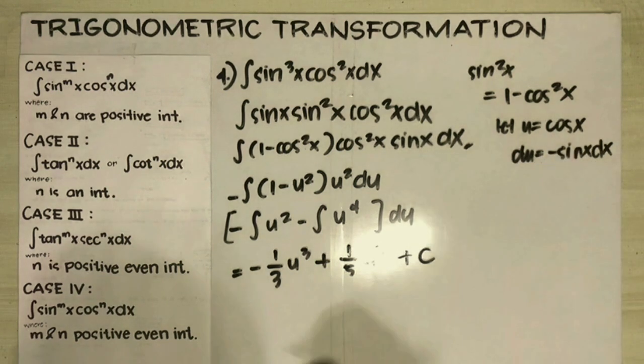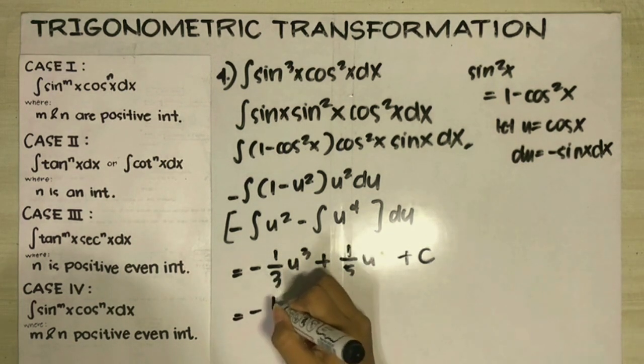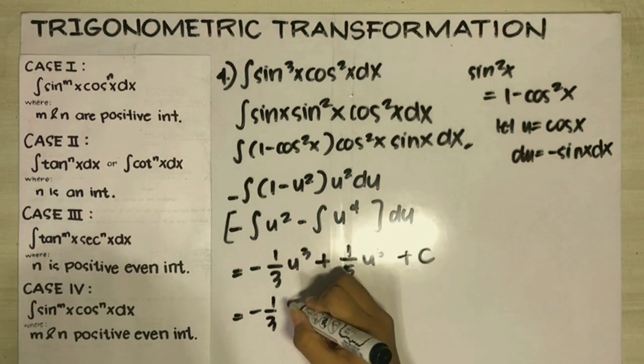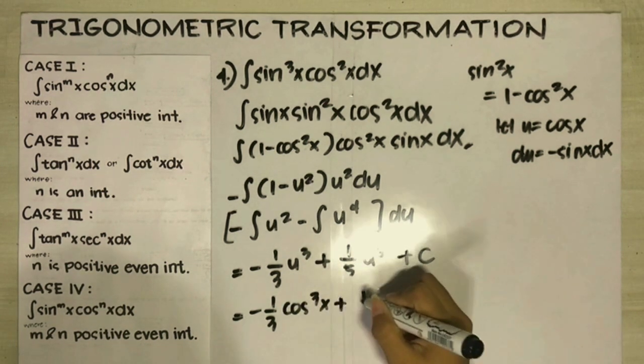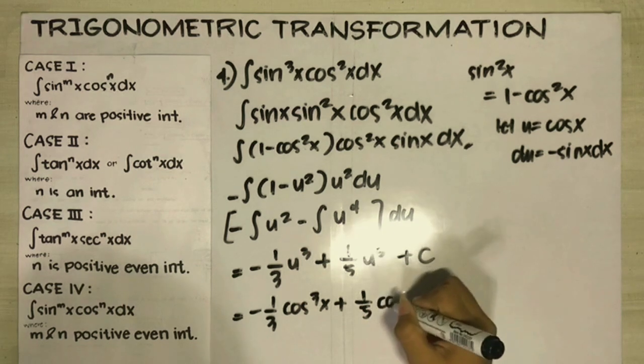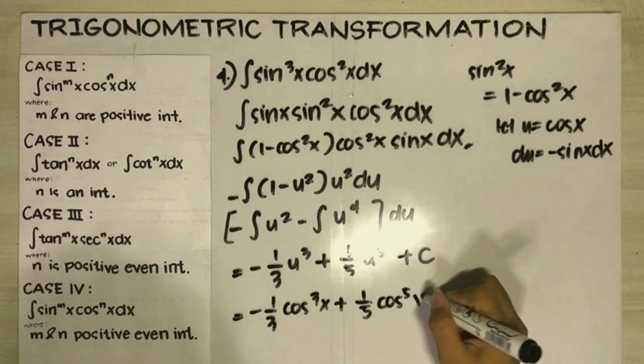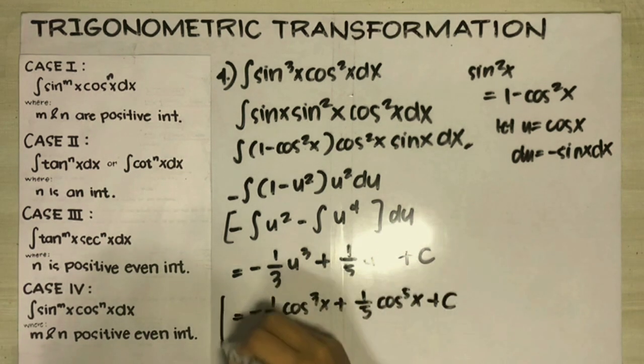And let's substitute the value of u to get our final answer. So, negative 1/3 cosine cubed x plus 1/5 cosine to the fifth power x plus c is our final answer.